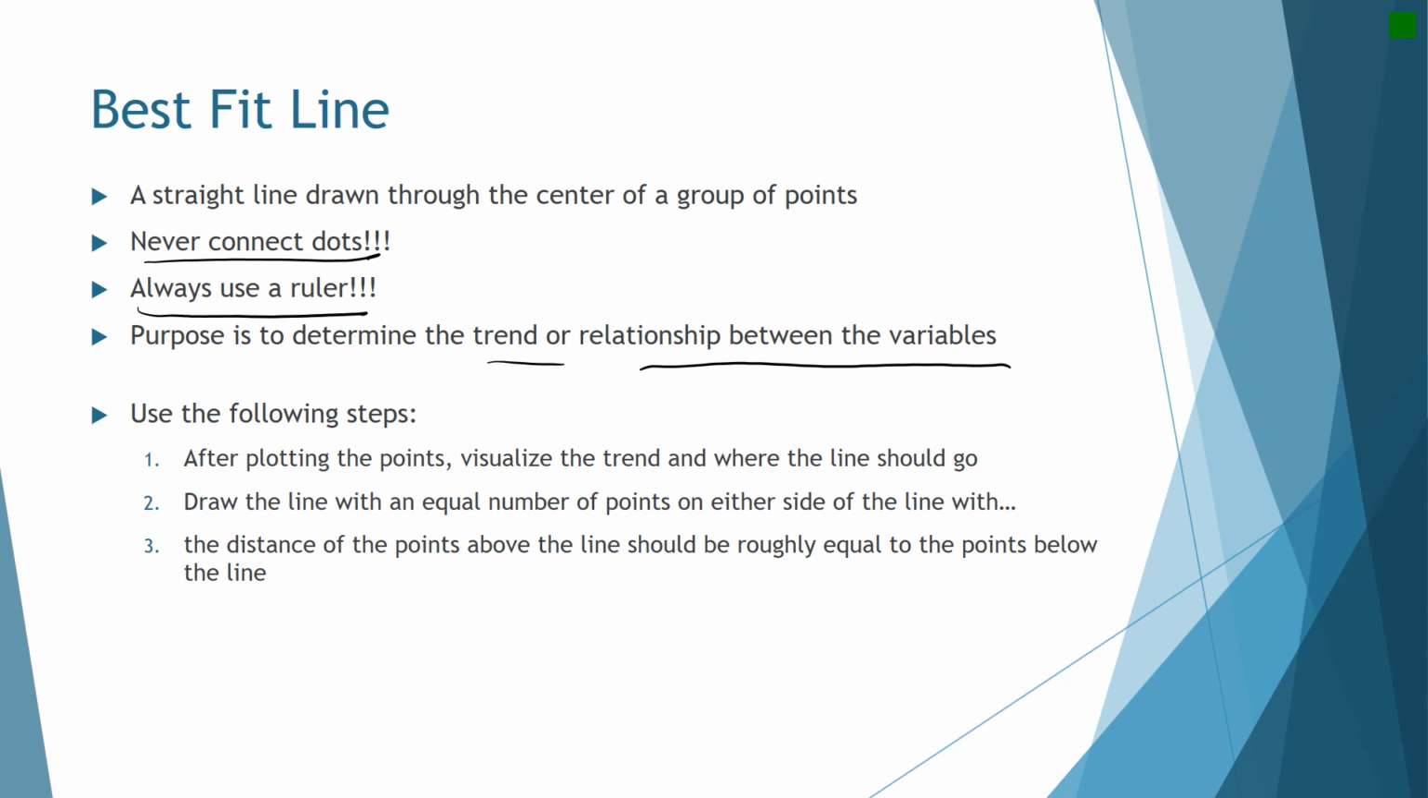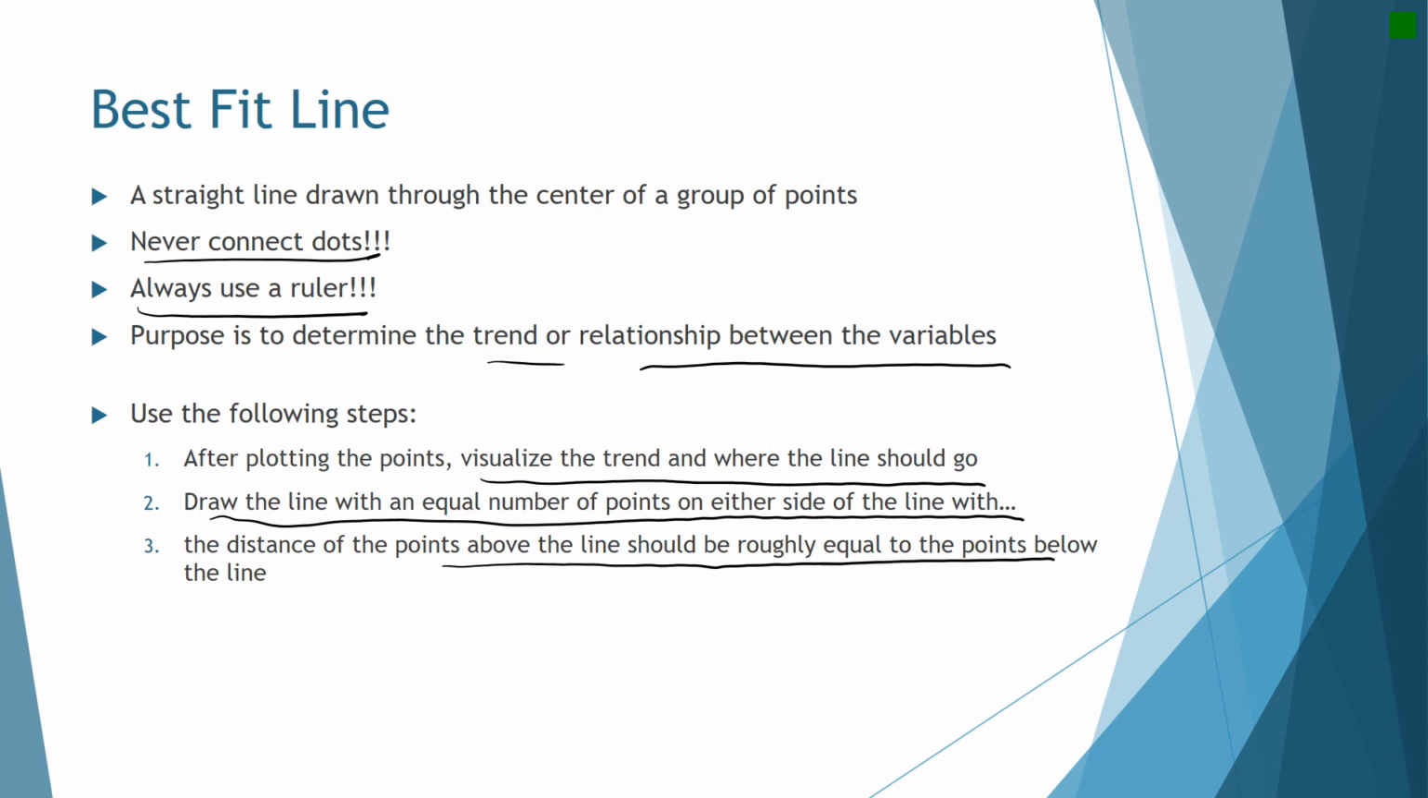After plotting, these are the steps that you want to use. After plotting the points, visualize the trend and where the line should go. Draw the line with an equal number of points on either side, just try to get the best average. The distance of the points above should roughly be the same as the amount below.